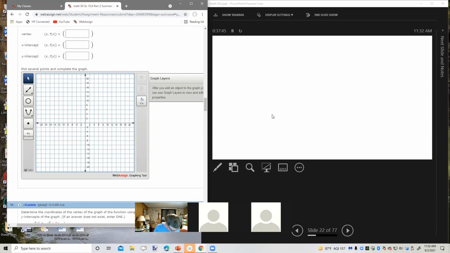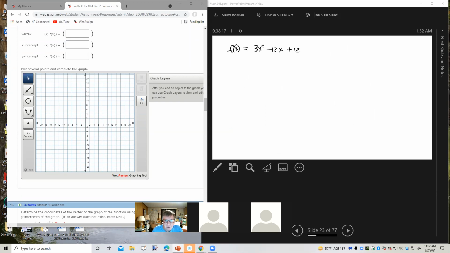This is f of x equals, let's see, 3x squared minus 12x plus 12. It says determine the coordinates of the vertex of the graph of each function, and then determine the x and y intercepts. Okay, and again, I've hidden the actual problem in WebAssign because that's not the one I'm doing. I'm doing the one over here on the whiteboard.